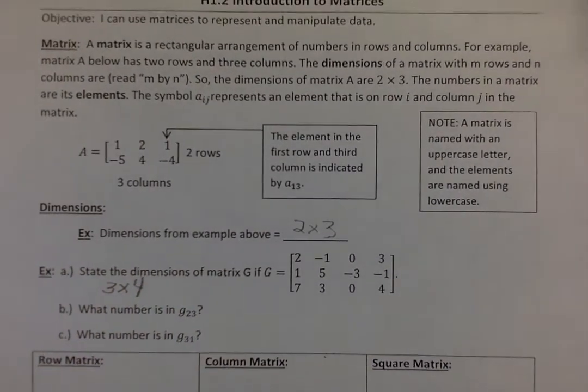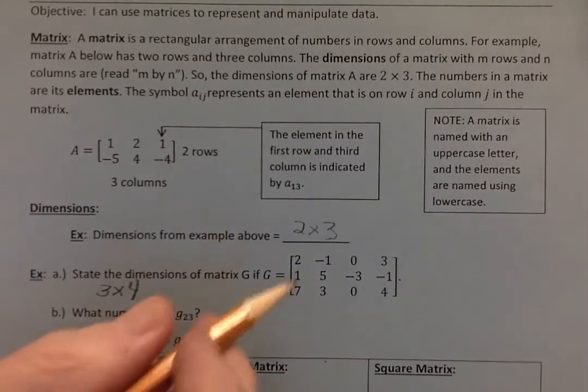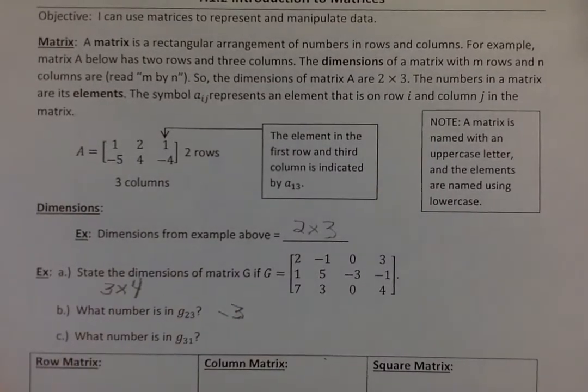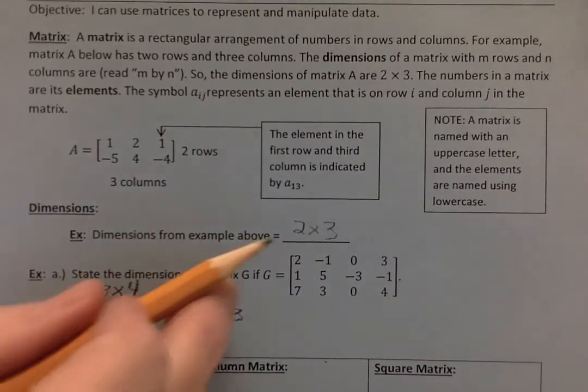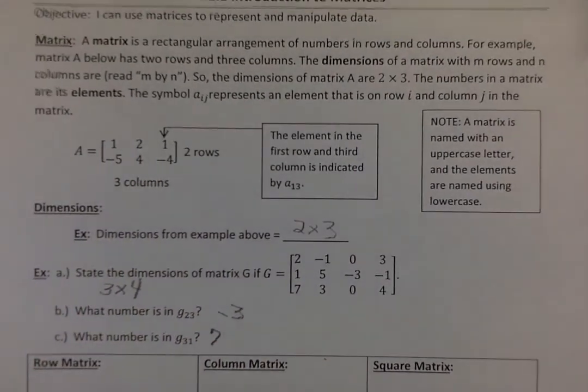What number is in G 2,3? So that's row 2, column 3, and that would be -3. What number is in G 3,1? Third row, first element. And that would be 7.